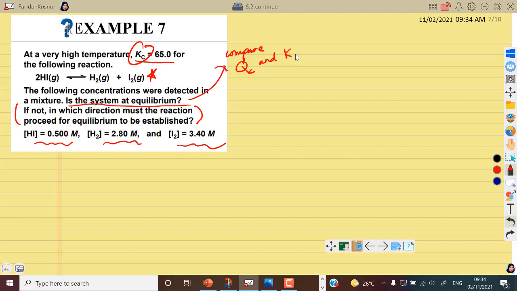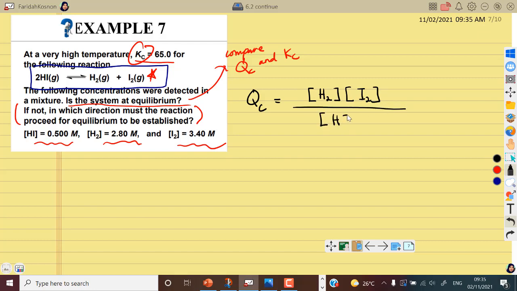Nampak? Okay, so first of all, you need QC expression. Okay, macam mana nak dapatkan QC expression? Refer to the balance chemical equation given. So QC is equal to the concentration, initial concentration of hydrogen gas, okay, times concentration of iodine gas, okay, divide by concentration of hydrogen iodide, power of 2.